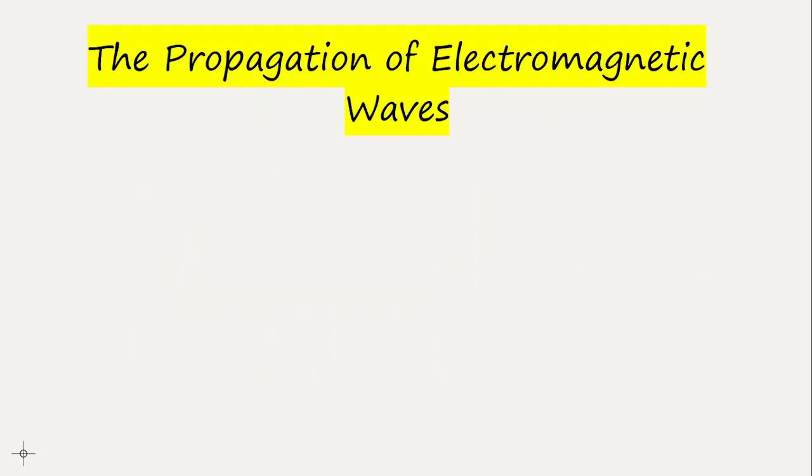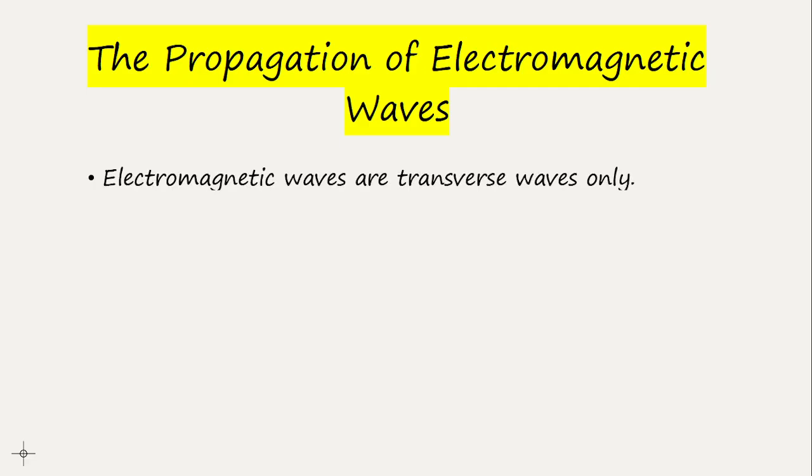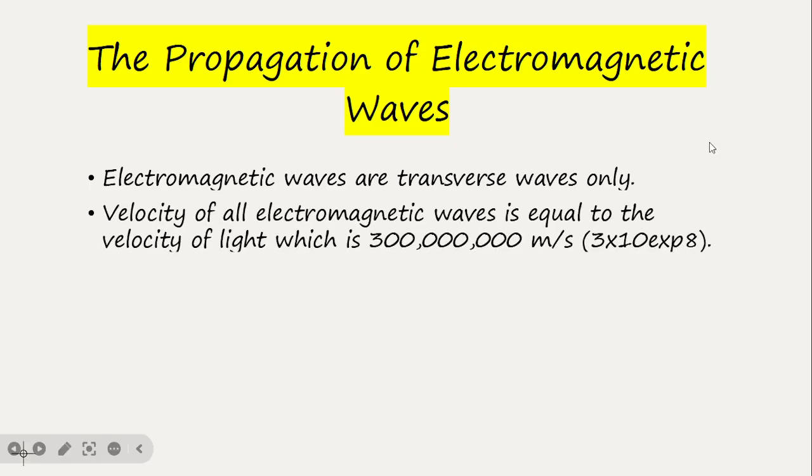Now let's see the propagation of electromagnetic waves. We've seen the propagation of mechanical waves, which can result in three kinds of propagation according to the way in which the wave travels. So let's see how propagation occurs in electromagnetic waves. Electromagnetic waves are generally transverse waves. The velocity of all electromagnetic waves is equal to the velocity of light, that is 3 times 10 raised to 8 meters per second.